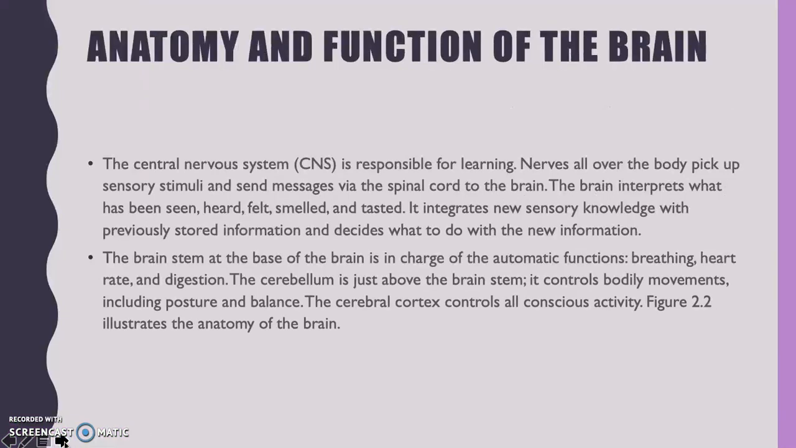Anatomy and function of the brain. The central nervous system is responsible for learning. Nerves all over the body pick up sensory stimuli and send messages via the spinal cord to the brain. The brain interprets what has been seen, heard, felt, smelled, and tasted. It integrates new sensory knowledge with previously stored knowledge, and it decides what to do with the new information.